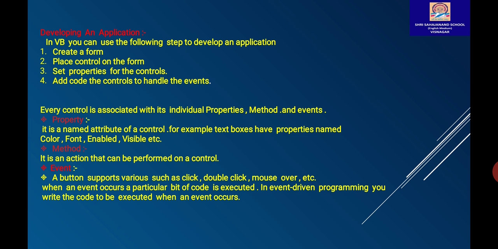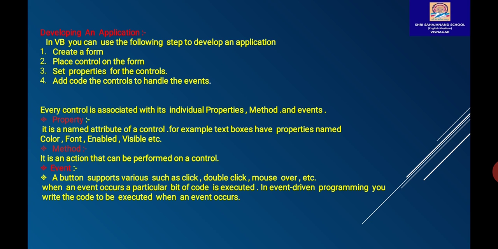Now developing an application means how we can develop or create an application. In VB you can use the following steps to develop an application. First one, create a form. Then second step, place a control on the form. Third, set properties for the controls. And fourth, add code to the controls to handle the events. So here are 4 steps for developing an application. We have to follow these 4 steps and we can generate the application.